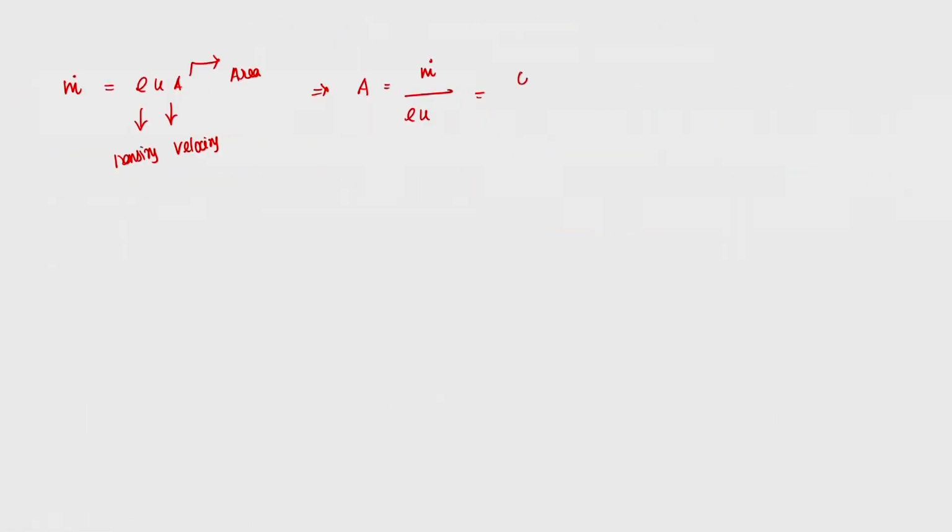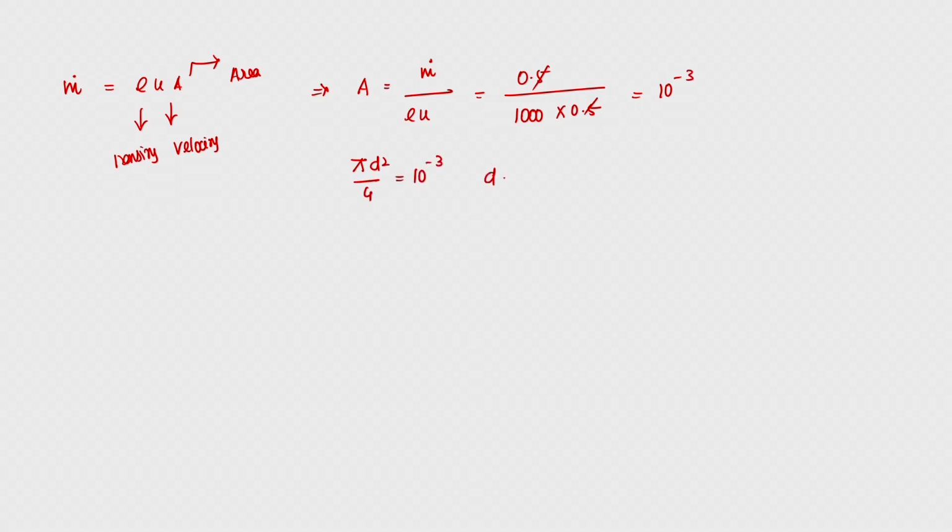The mass flow rate I just now calculated is 0.5, divided by the density of the milk, which is given. I think it is very watery milk, because the water density itself is given as 1000. So 1000 into 0.5 gives 10 to the power of minus 3. So pi d square upon 4 is 10 to the power of minus 3. From this I will calculate d as 0.035 meter.